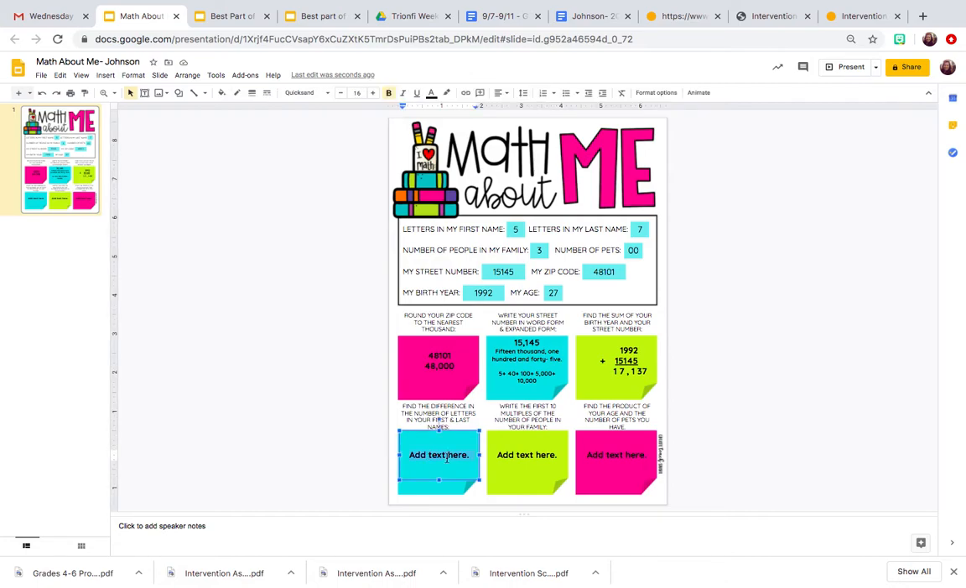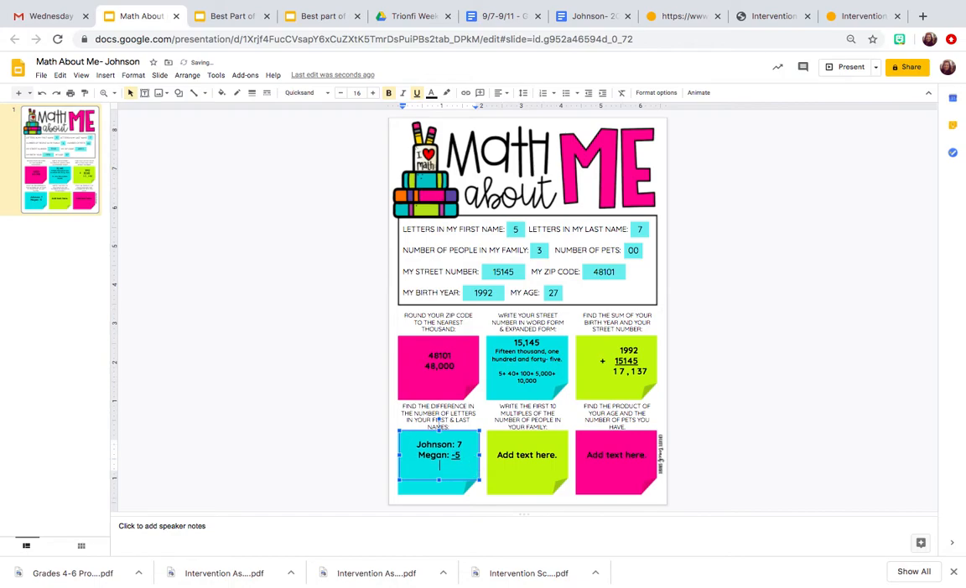Okay, here we go. Next problem. It says find the difference. Ooh, the difference is the answer to a subtraction problem. So it says find the difference in the number of letters in your first and last names. My last name has more than my first name, so I'm going to write this out. My last name, Johnson, has 7 letters. And my first name is Megan. It has 5.